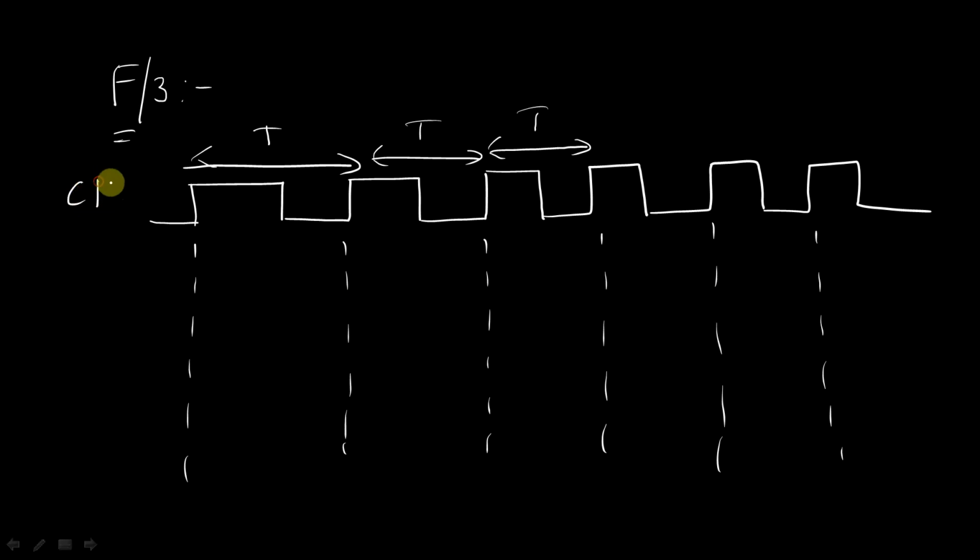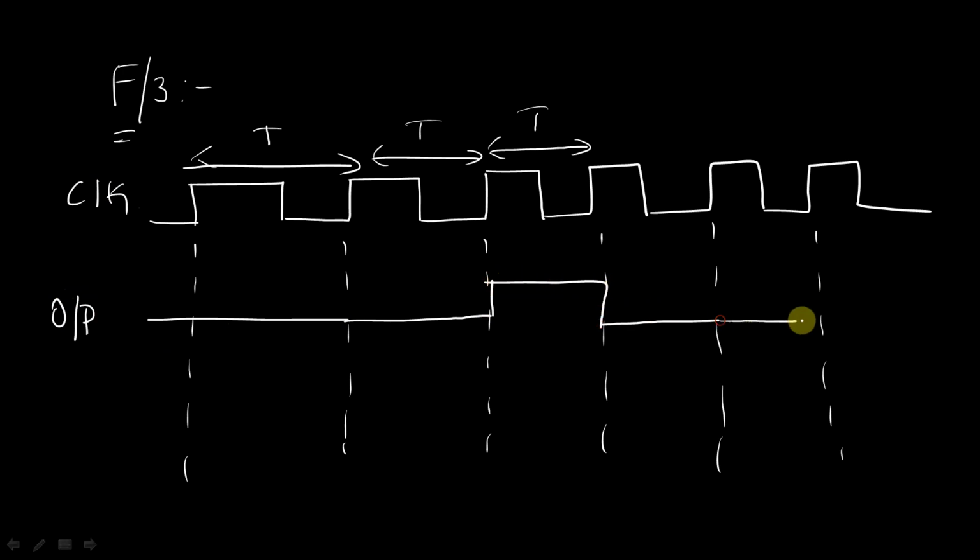Now, this is your clock, and your output is nothing but, it can be 0, 0, and 1, and again it is 0, 0, and in the next pass it will become 1, and in the next pass it will become 1. So basically, if the clock completes 3 cycles, then your output will complete only 1 cycle. Okay, so this is your frequency divided by 3 circuit.